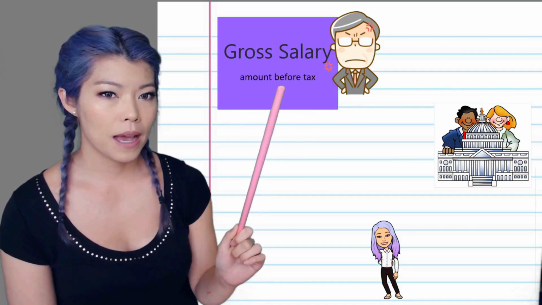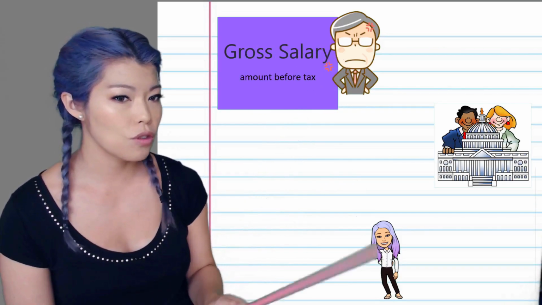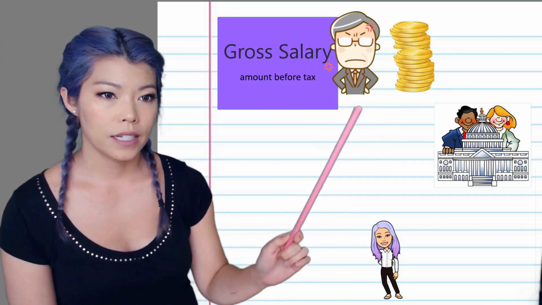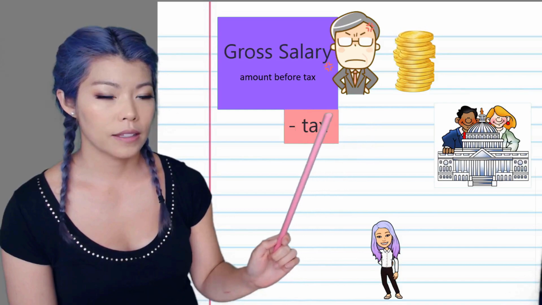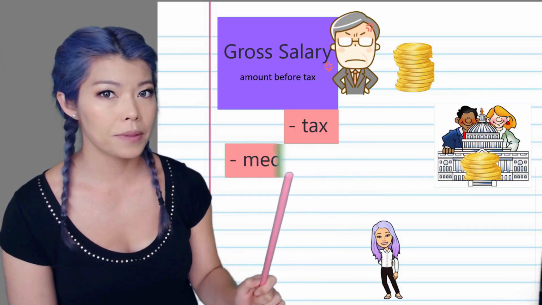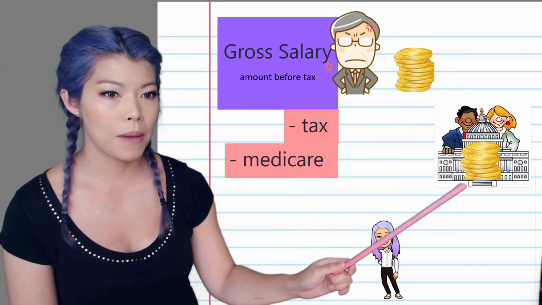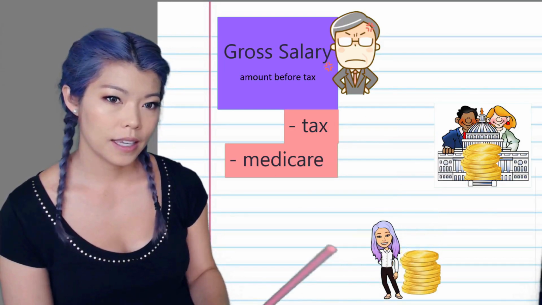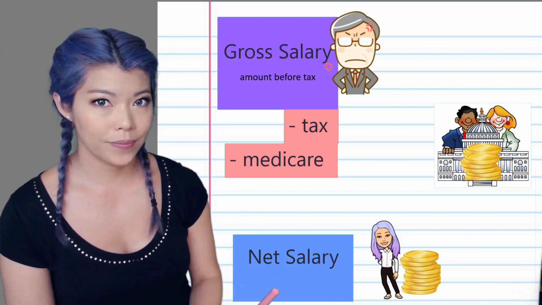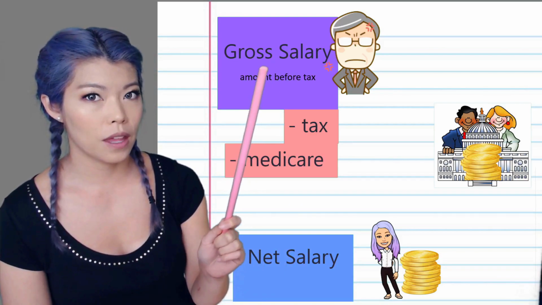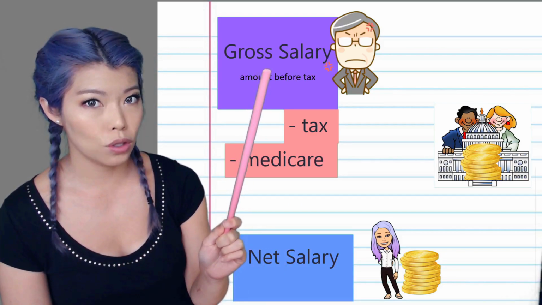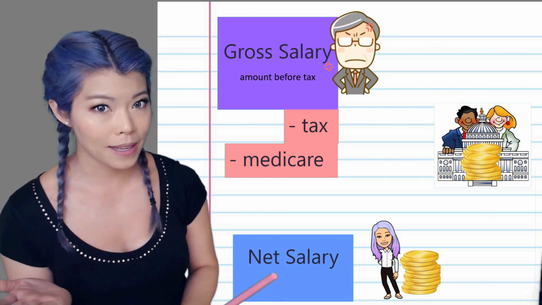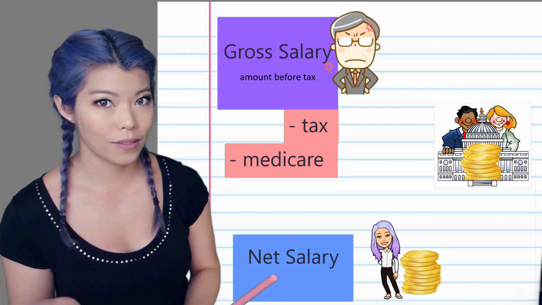But this amount that's before tax is not the amount that you get. Because let's say that's your gross salary, some of the money goes as tax to the government, and some of the money might be the Medicare amount. So what you're left with is called the net salary. The gross is the one that your boss or your company pays you, but what you actually receive in your bank account is the net salary.